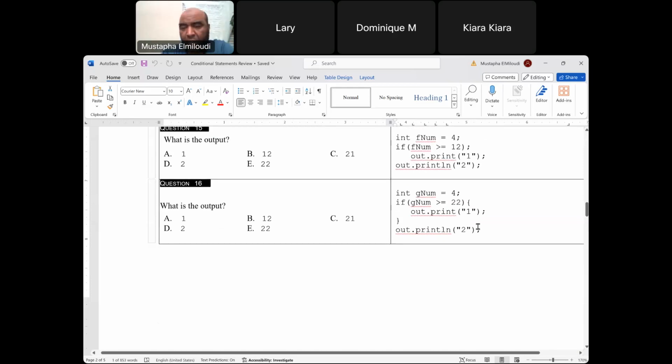Now, number 16. Now we have the braces, which means only 1 is part of the if statement, which also means number 2 will always be printed because it's not dependent on any condition. So we will check 4. Is 4 higher or equal than 22? No. So 1 will not be printed, but 2 will. So the answer would be 2, which is D.